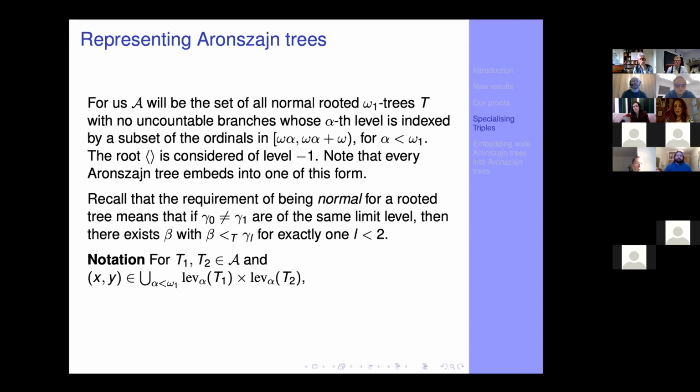There will be something called specializing triples. And these specializing triples will consist of 2 Aronszajn trees and 1 function C. For those trees, T1 and T2, we will be working on the level-wise Cartesian product. So we look at any level alpha, and we look at the pairs x and y such that x comes from the alpha level of T1 and y comes from the alpha level of T2. For such pairs, we are going to denote by alpha of x and y their common level.